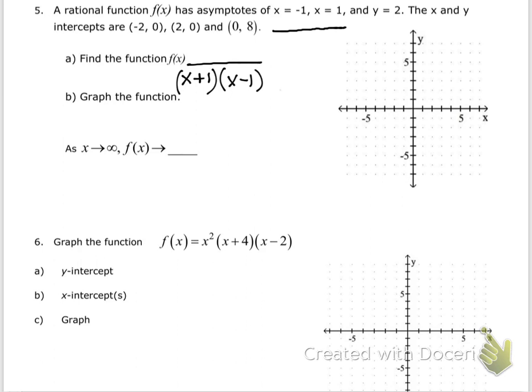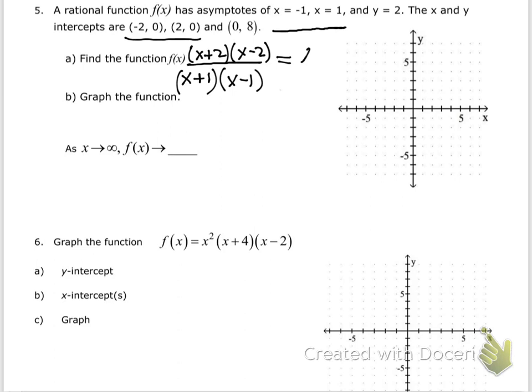So again, vertical asymptotes, you're looking at the denominator. It's like looking at domains. The x-intercepts, these come from the numerator. -2 has come from an x plus 2 factor. +2 has come from an x minus 2 factor. Okay, so again, vertical asymptotes, look at the denominator. X-intercepts, look at the numerator.